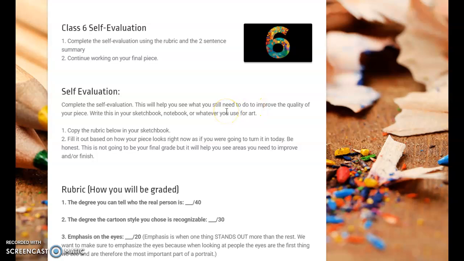All right, welcome to class 6. Today you're going to do your self-evaluation. So you're going to complete the self-evaluation using the rubric and do your 2-sentence summary. When you get done, you can continue working on your final piece.